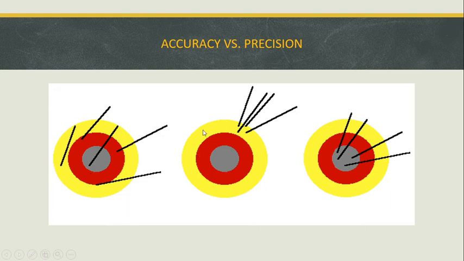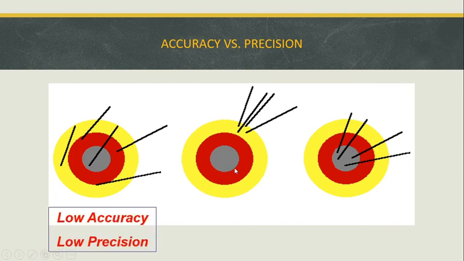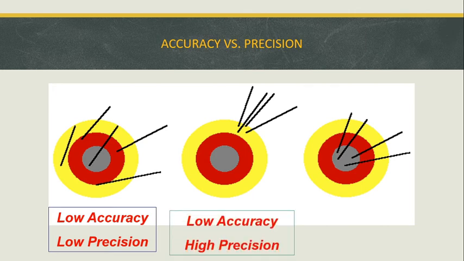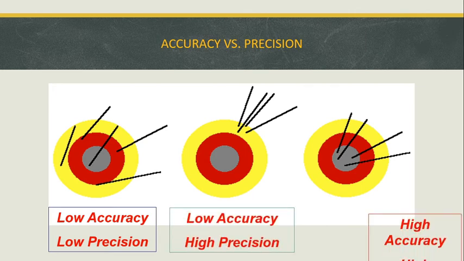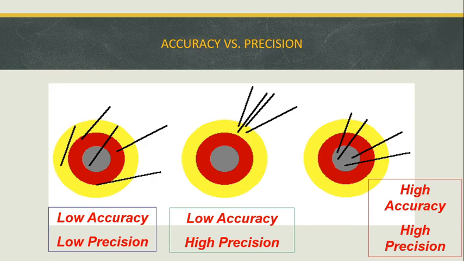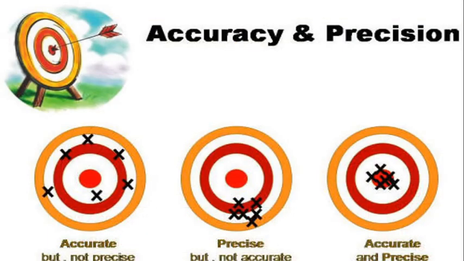In the second one, we call it a precise value, but it is not an accurate value because it does not achieve the target. But in the third diagram, all the arrows achieve the target, so we call it a highly precise and accurate value. The second diagram is just a precise value. So the first one is low accuracy and low precision, the second one low accuracy and high precision, and the third one high accuracy and high precision.